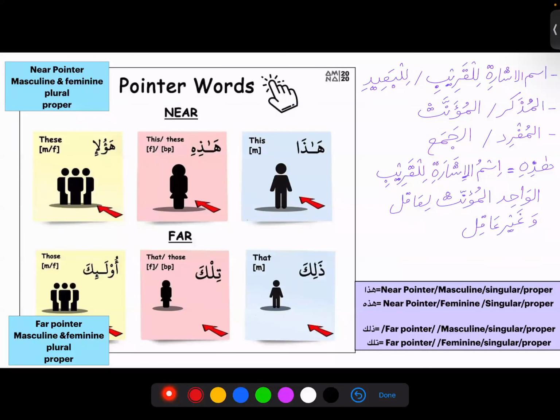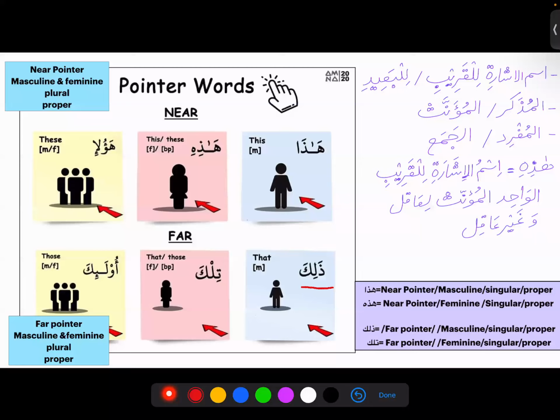Now comes the second row, dhalika. Now dhalika, is it ismul ishara lil kareeb or lil ba'id? Lil ba'id. Okay, so ismul ishara lil ba'id, we're going to call it. Muzakkar or muannas?